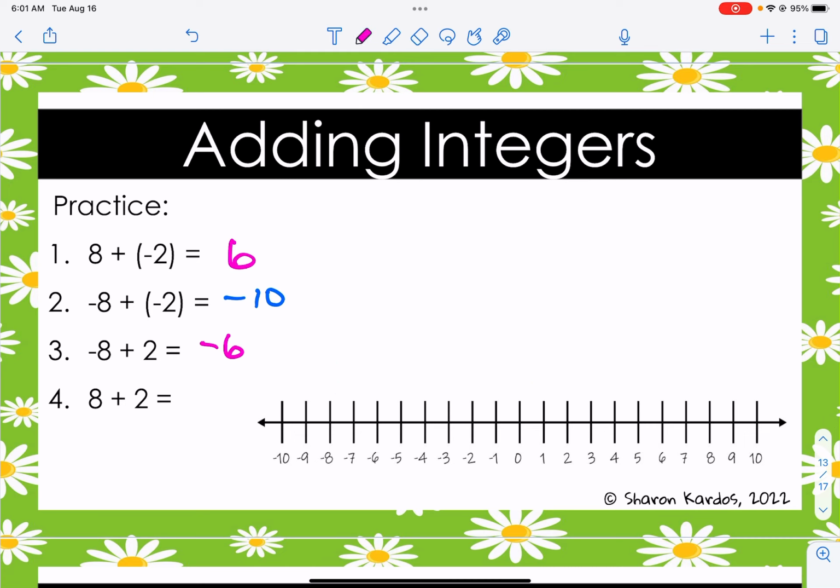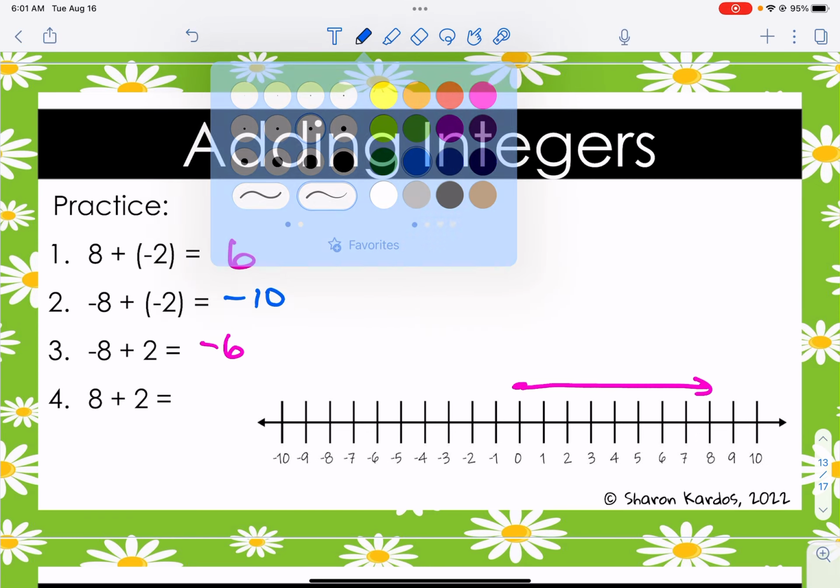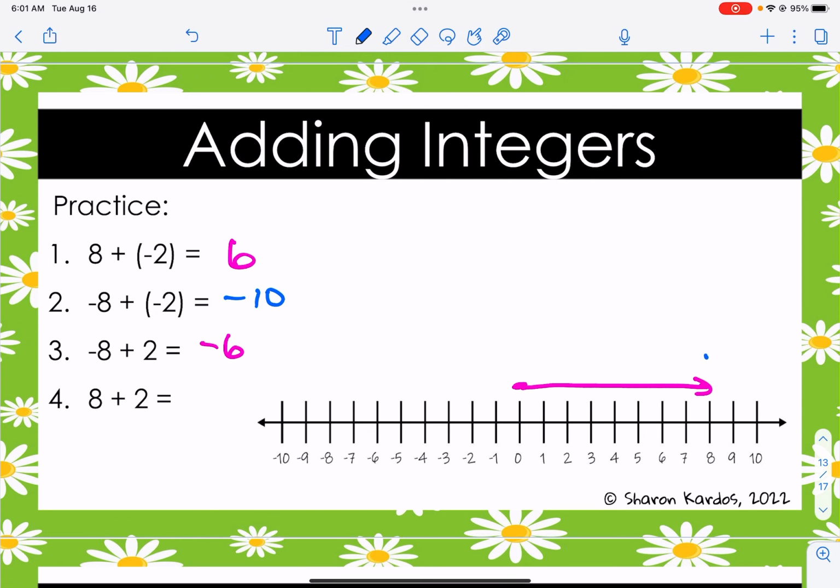And then the last one, most of you have been doing since kindergarten, so you definitely know the answer already, but let's just work it out like we've been doing all the others. I'm on positive 8, and then I'm going to move forward 2. My answer is positive 10.